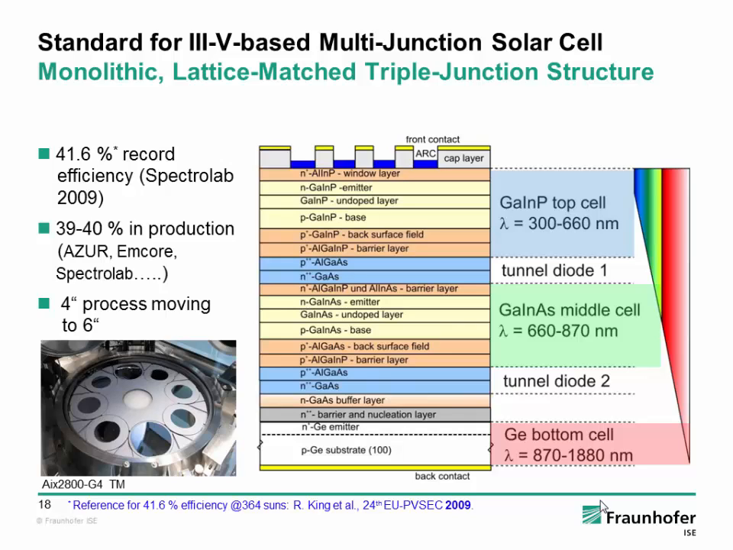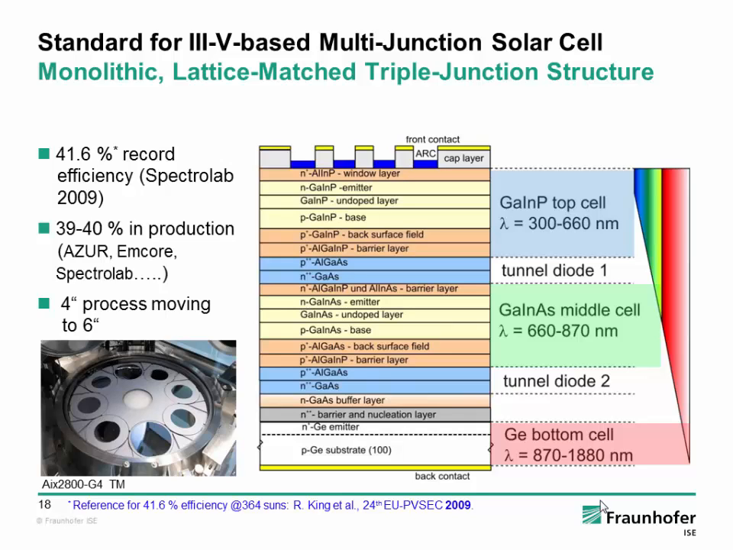Actually, there's only 1% indium in, because this is exactly the combination which gives the lattice-matched condition to germanium. And you see the structure of such a solar cell typically has an N and P doped layer, and also surface recombination layers to reduce the surface recombination on the front and on the back side. And then it follows another tunnel diode to connect the top solar cell, which is basically the same.